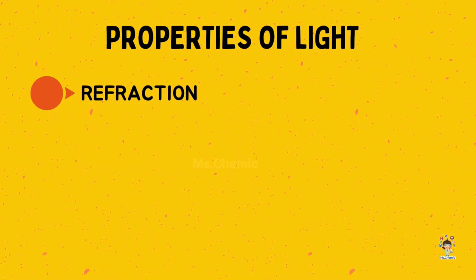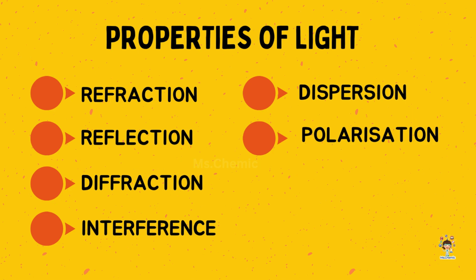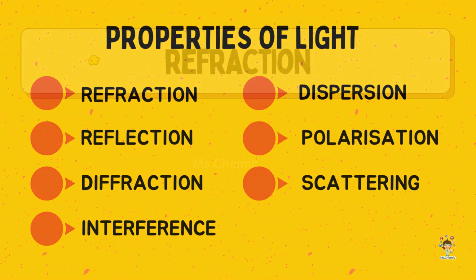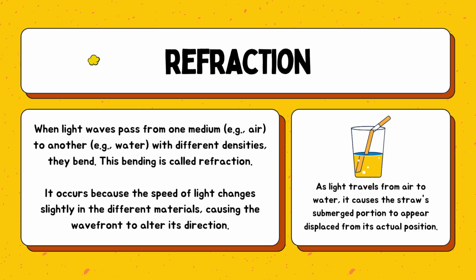Properties of light: refraction, reflection, diffraction, interference, dispersion, polarization, scattering. Refraction. When light waves pass from one medium, for example air, to another, for example water, with different densities, they bend. This bending is called refraction. It occurs because the speed of light changes slightly in the different materials, causing the wavefront to alter its direction. As light travels from air to water, it causes the straw's submerged portion to appear displaced from its actual position.